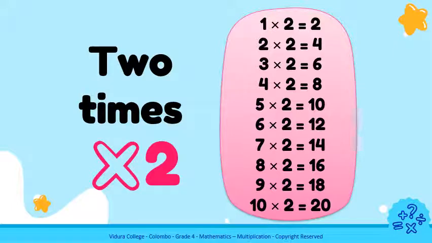Let's learn the 2 times table now. Read the 2 times table with me. 2 times 1 is 2, 2 times 2 is 4, 2 times 3 is 6, 2 times 4 is 8, 2 times 5 is 10, 2 times 6 is 12, 2 times 7 is 14, 2 times 8 is 16, 2 times 9 is 18, 2 times 10 is 20.